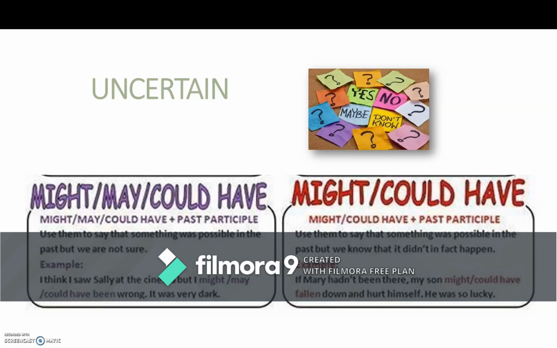And also we can use might have or could have plus past participle to say that something was possible in the past, but we know that it didn't in fact happen. For example, if Mary hadn't been there, my son might have fallen down and hurt himself. He was so lucky. So in this case, we have that the action didn't happen.